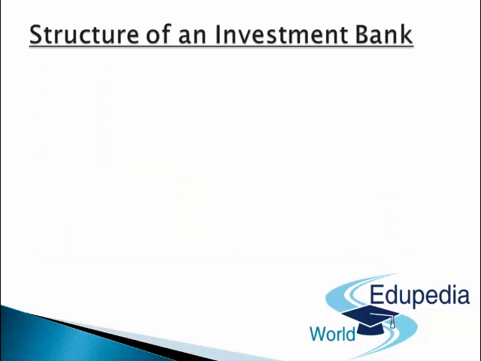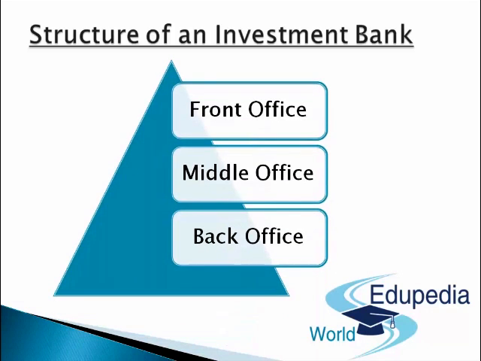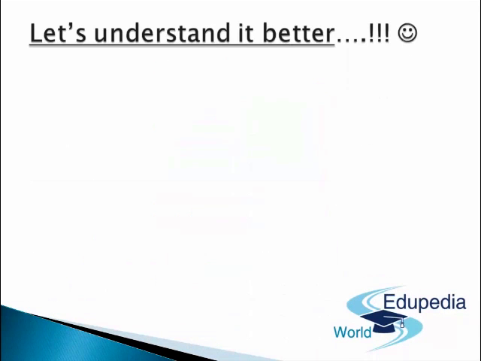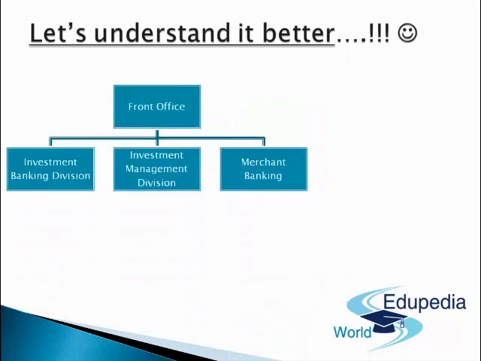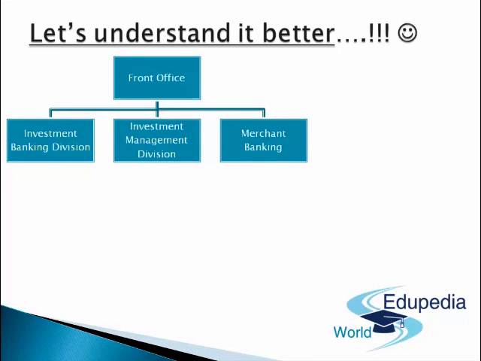Perfect, guys. So now let's understand the structure of an investment bank. As just discussed, it is divided into three layers: front office, middle office, and back office. That is the structure. Now let's understand these one by one. In case of front office, we have three different dimensions: investment banking division, investment management division, and merchant banking.